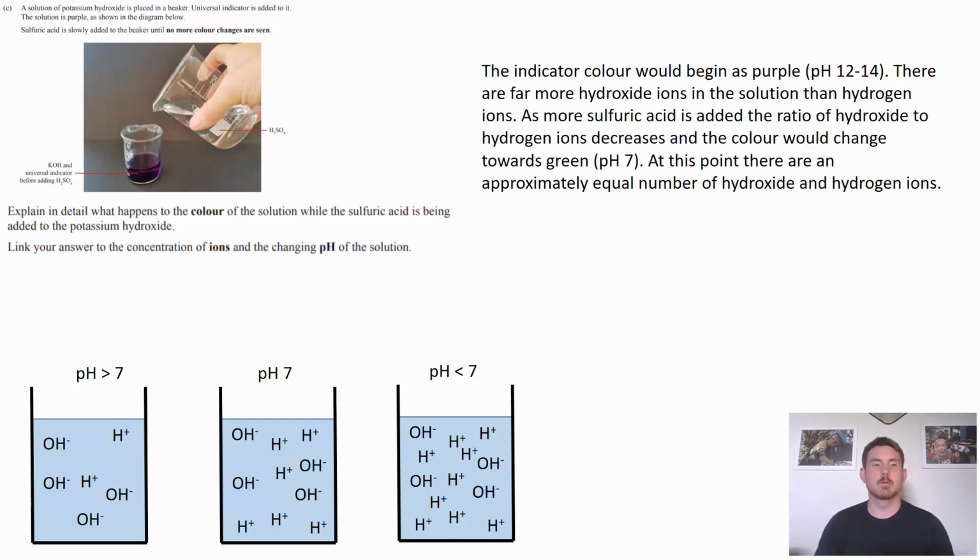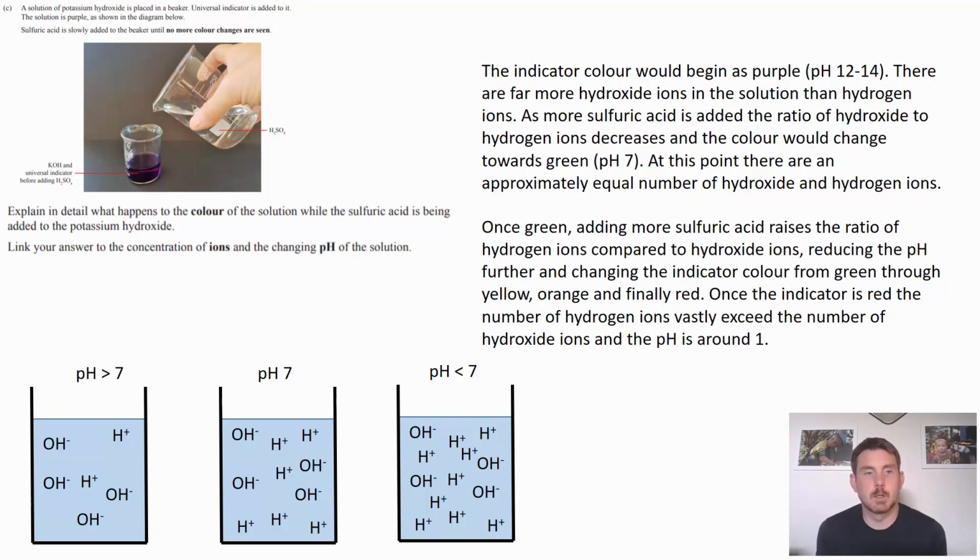So in terms of how I would word that answer, the indicator color would begin as purple, somewhere in the pH range of 12 to 14. There's far more hydroxide ions in the solution than hydrogen ions. As we add more sulfuric acid, the ratio of hydroxide to hydrogen ions decreases, and the color would change towards green, getting towards pH 7. At this point, there are an approximately equal number of hydroxide and hydrogen ions.